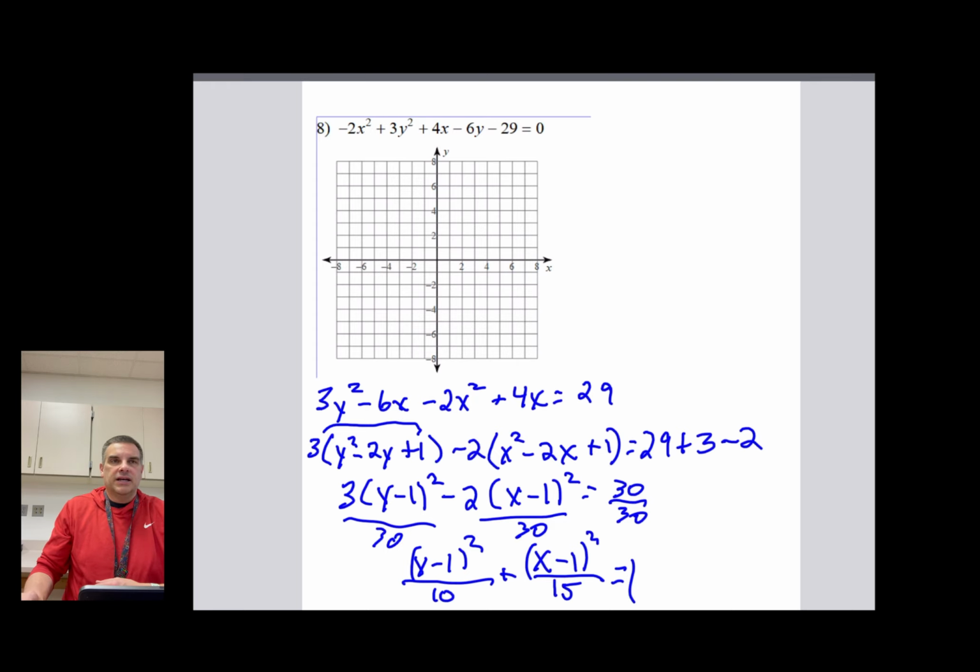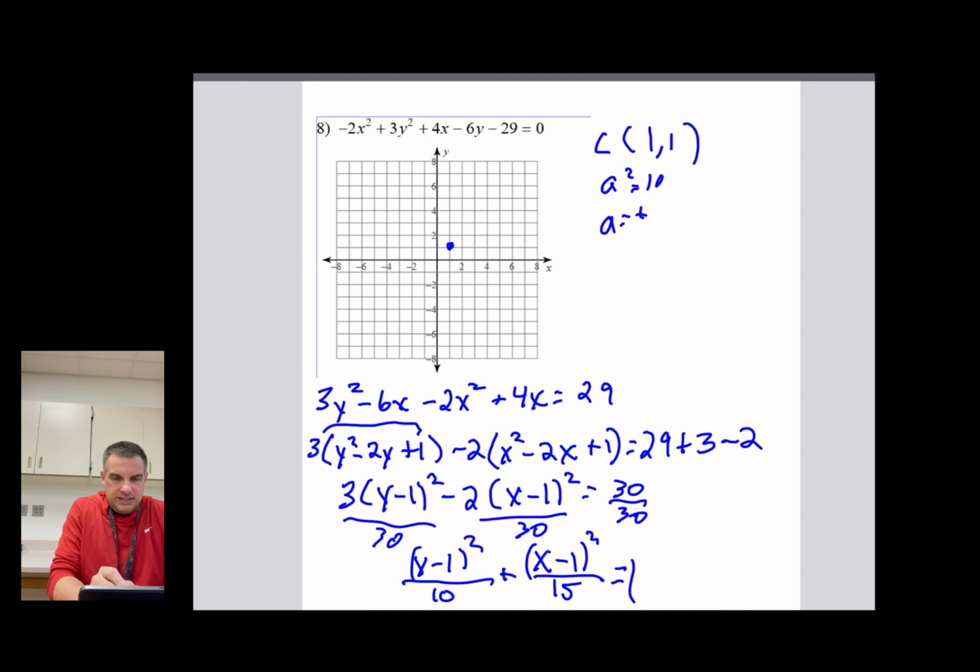And nothing wrong with that. That's okay. Center. Center is going to be at, got to be careful, got to switch around, but they're both negative 1. So our center is at 1, 1. So our center is right there. The vertex, our a value is 10. So y comes first, our a value is 10. So a squared equals 10. So a is equal to plus or minus the square root of 10.